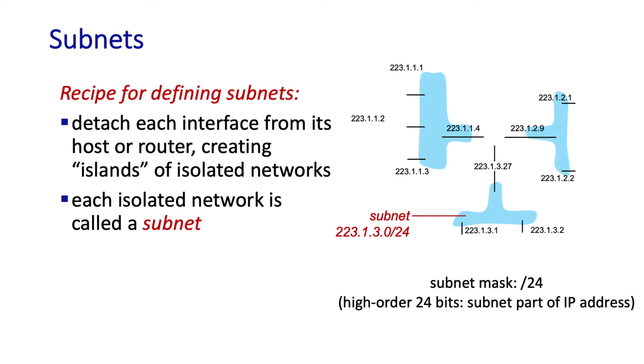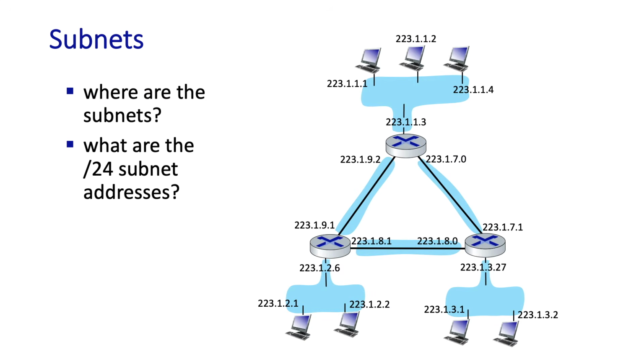223.1.3. The next subnet is 223.1.1/24. Note that these 4 interfaces have addresses that start with 223.1.1, and this third subnet address is 223.1.2/24. Let's take a look at this network with 3 routers and 7 hosts. Can you find the subnets? Think about it.